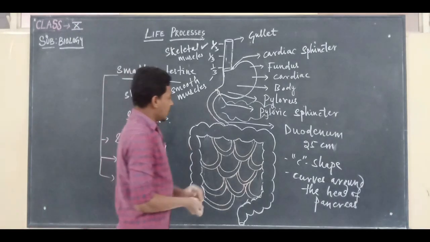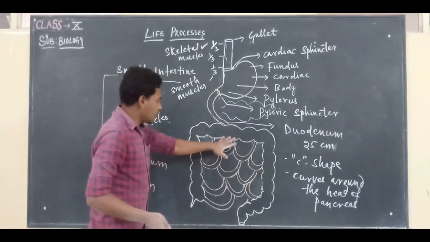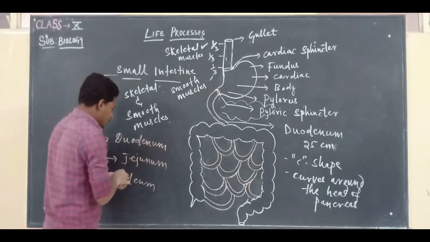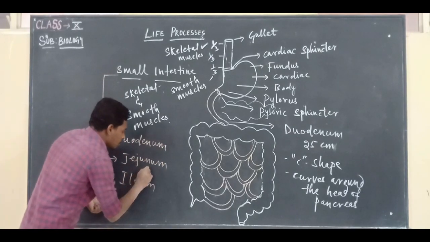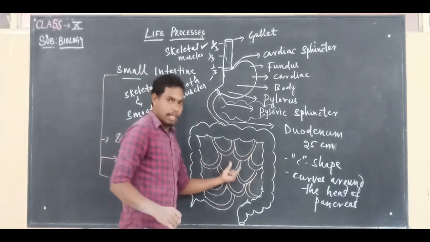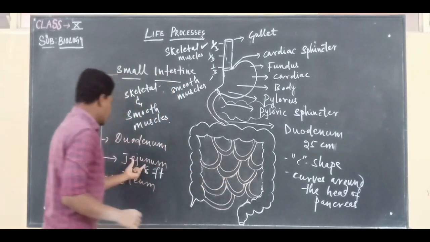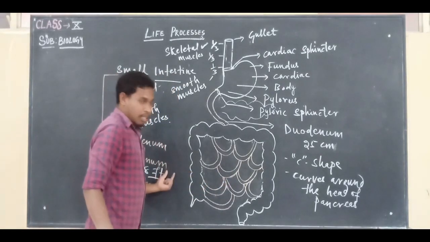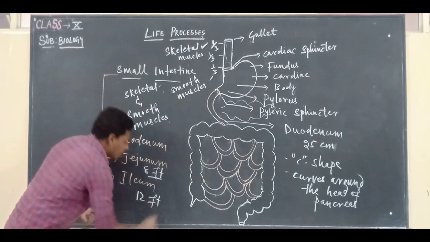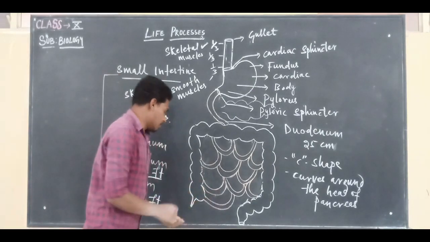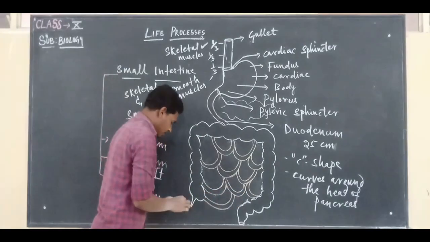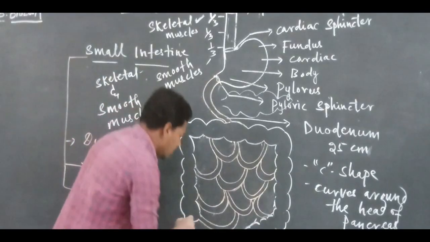So this is duodenum, and then the coiling part, up to 8 feet of the intestine, is known as jejunum. In continuation with jejunum, about 12 feet is known as ileum. So this is ileum. The ending part of the intestine is ileum, and ileum opens into the large intestine.